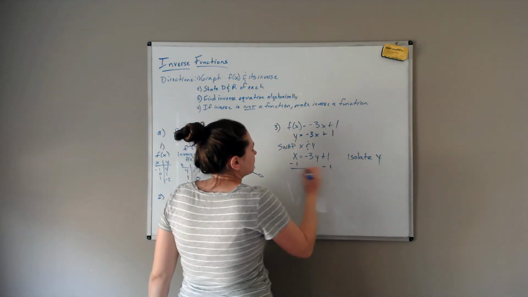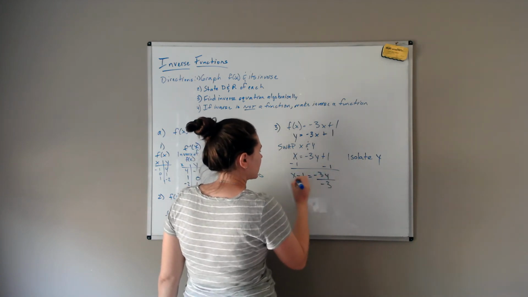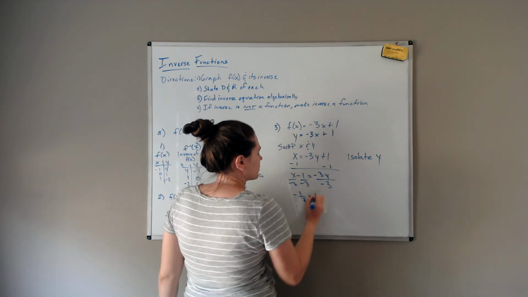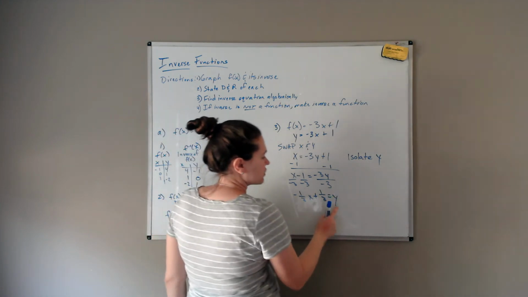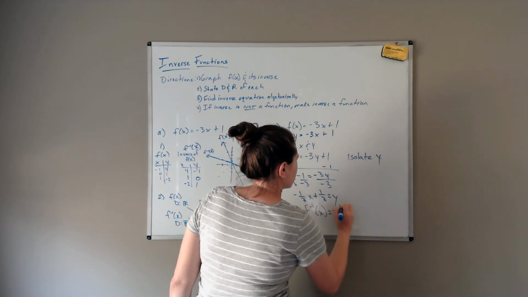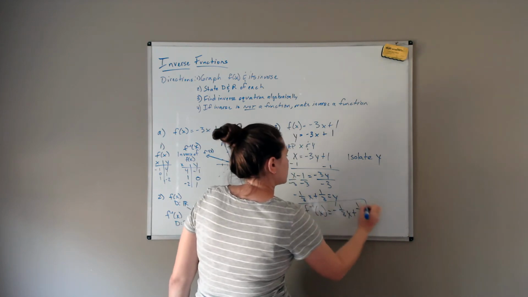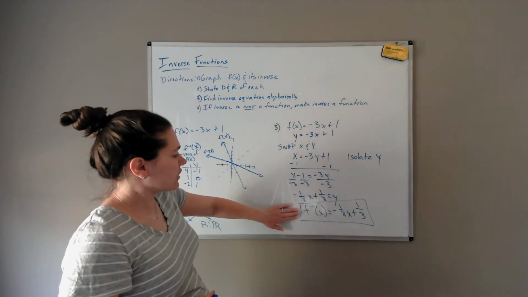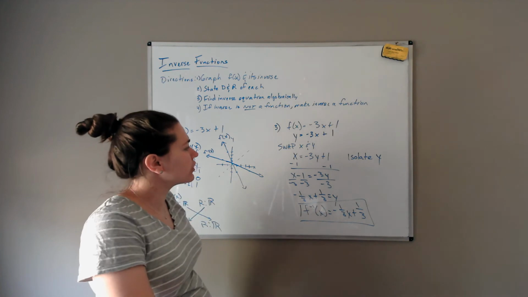So we take away 1. That gives us x minus 1 equals negative 3y. Divide each term by negative 3. So we get negative 1/3 x plus 1/3 equals y. And we said this is a function, so you want to use function notation here, okay? So we just replace y with function notation, negative 1/3 x plus 1/3. Okay, so this is the inverse equation of f of x. So we would say this is the inverse of f of x, negative 1/3 x plus 1/3.